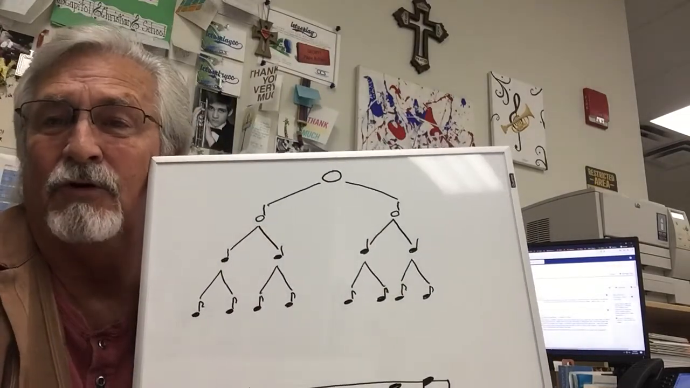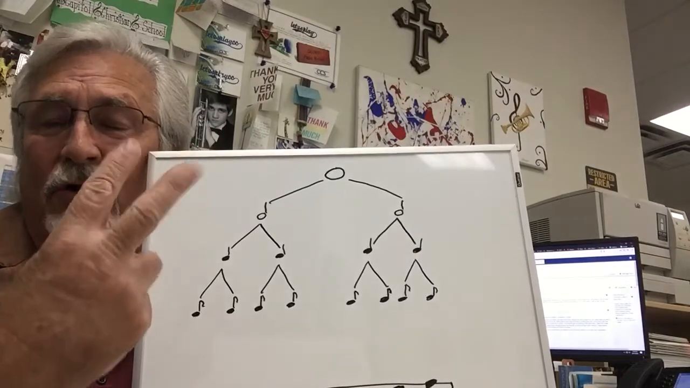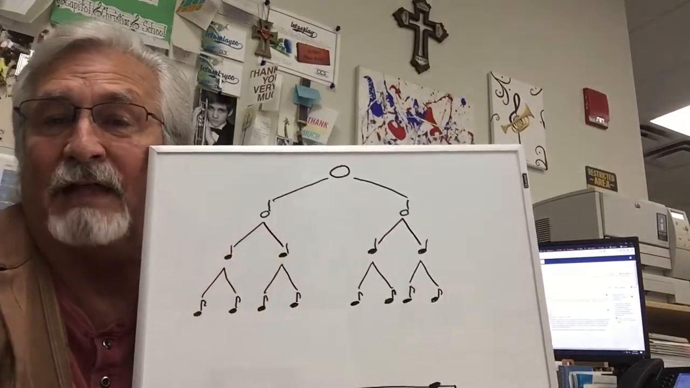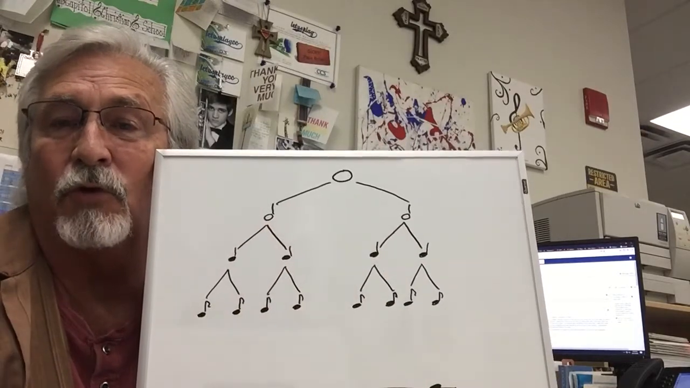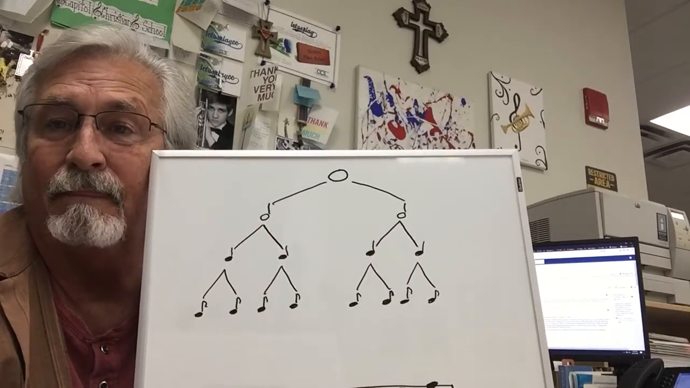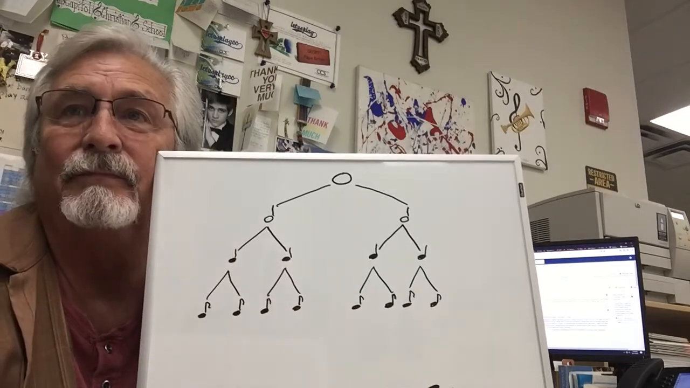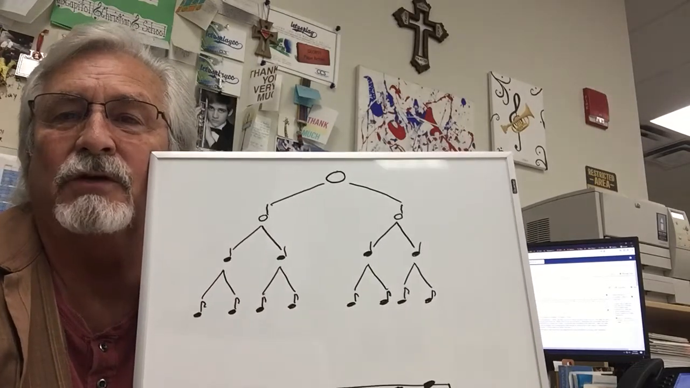Pretty simple, right? 4 beats for the whole note, 2 beats for the half note. If you subdivide that, now you have 4 black notes or 4 quarter notes. And then when you subdivide that, you have 8 notes. They have the little flag there. You see the difference between those?